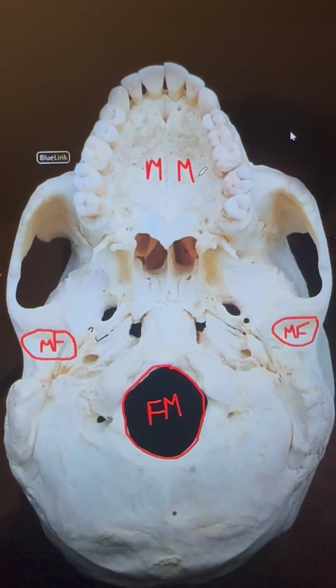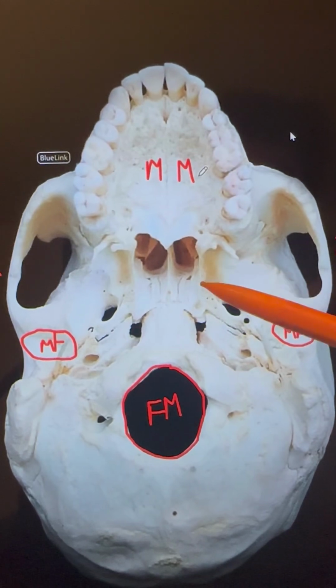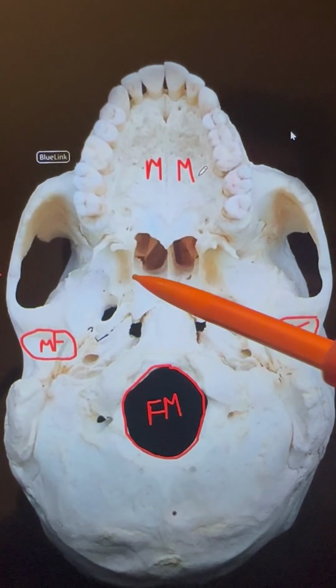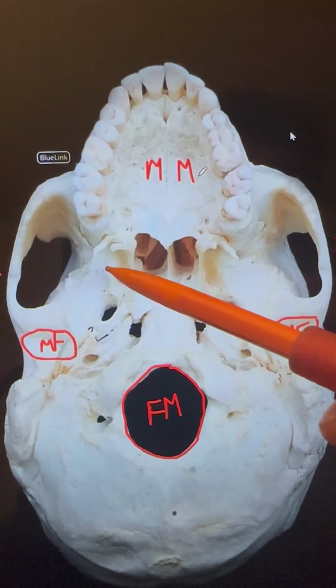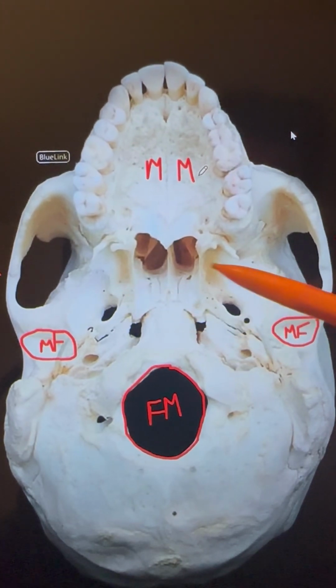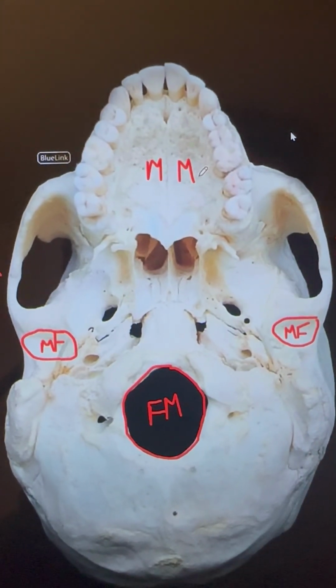And also you can see here this area, the plate. We're going to see here the medial pterygoid plate, and this one is called the lateral pterygoid plate. These plates are also for muscle attachment.